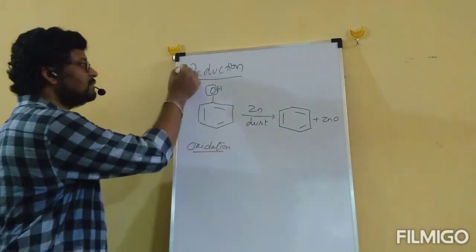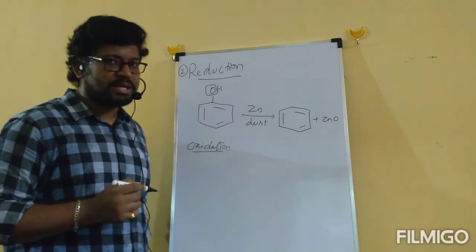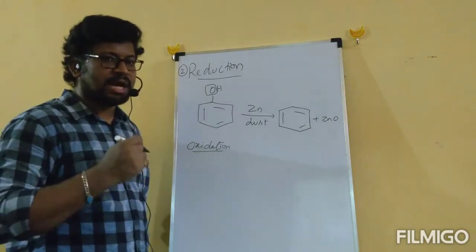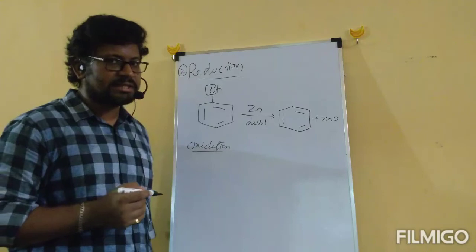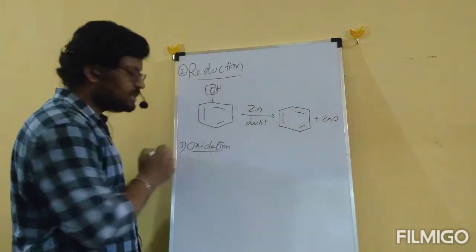Actually, this is the second reaction. Under reactions of phenol, we started with electrophilic substitution reactions. Up to those named reactions, all are treated as electrophilic substitution reactions. Second one, reduction reaction. Third one, oxidation reaction.